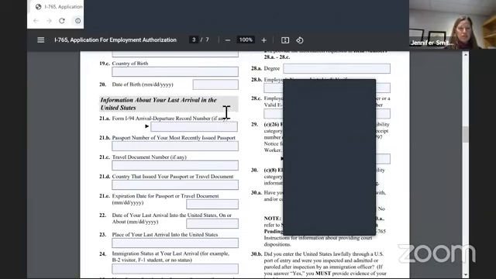If you didn't enter with permission, you're going to leave this blank or put N/A, not applicable.